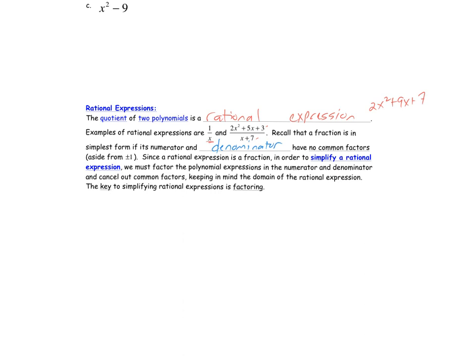Since a rational expression is a fraction, in order to simplify a rational expression, we first must factor the polynomial expressions in the numerator and the denominator. Then we're going to cancel out common factors, keeping in mind the domain of the rational expression. If we have a factor that would make the denominator 0, that's not going to be part of the domain. We're going to talk more about that. The key to simplifying rational expressions is factoring. So what we learned in the last lesson, we're going to be practicing today.